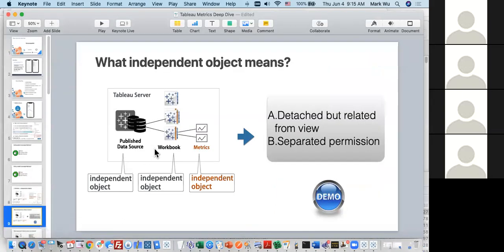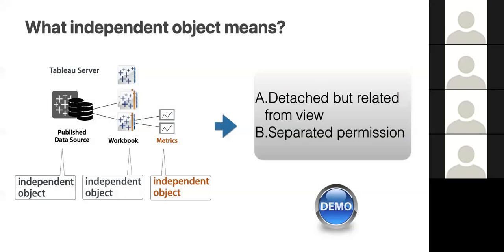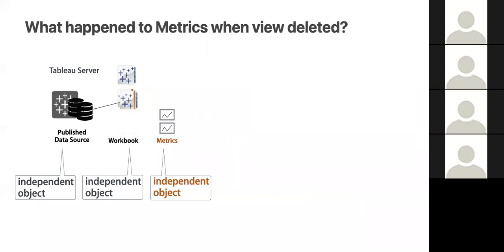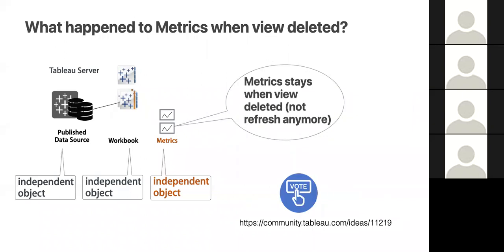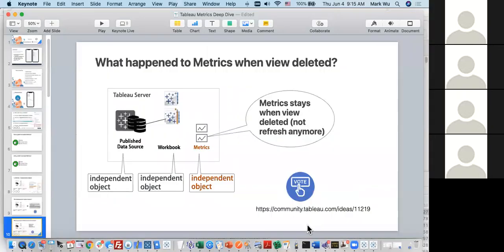I do not like this, to be honest with you. So a metric being an independent object means that it's detached from the view, although it is created from the view. It has separate permissions. Again, test your understanding. What happens if the view is deleted? The metric stays. I really did not quite like this. I think I may have to write my own scripts to delete the orphan metrics.